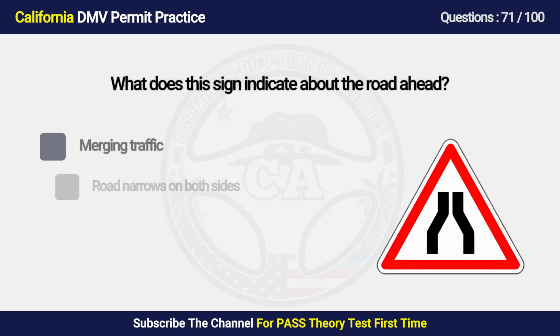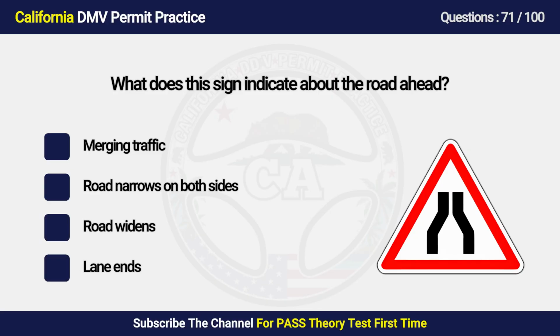Question 71. What does this sign indicate about the road ahead? A. Merging traffic. B. Road narrows on both sides. C. Road widens. D. Lane ends.